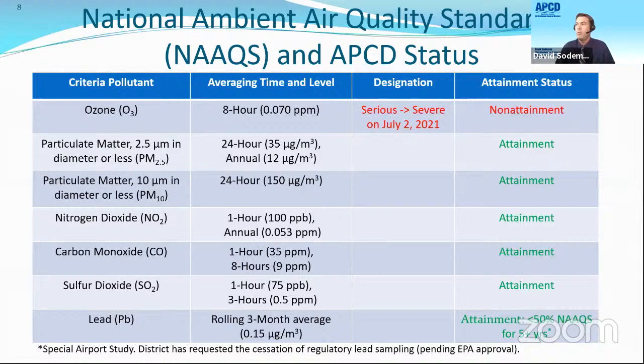Non-attainment status in any one pollutant means that the district will have to develop a plan on how the district will attain the standard. This plan must be approved by EPA. On July 2nd, 2021, the San Diego Air Basin will be reclassified from serious to severe. This change in non-attainment status will give the district additional regulatory tools it needs to reduce emissions and additional time to comply with the federal standard.